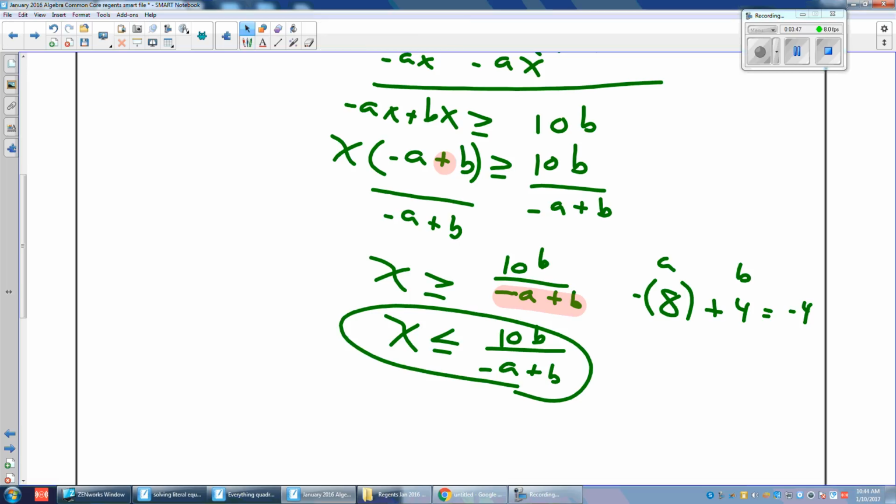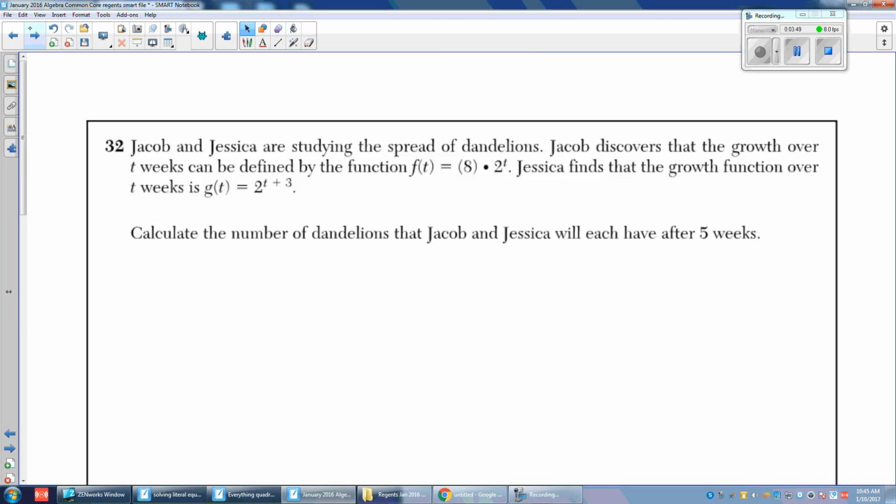That's number 31. Let's take a look at number 32. Jacob and Jessica are studying the spread of dandelions across the field, across the country, across the county, wherever it is. Jacob discovers that the growth over t weeks can be defined by the function f of t equals 8 times 2 to the t. Jessica finds that the growth of the function over t weeks is 2 to the exponent t plus 3. So the whole thing is t plus 3.